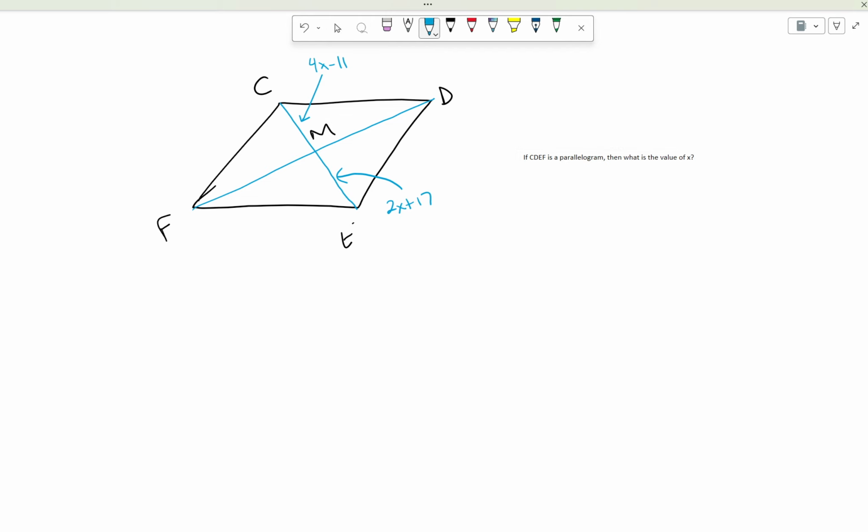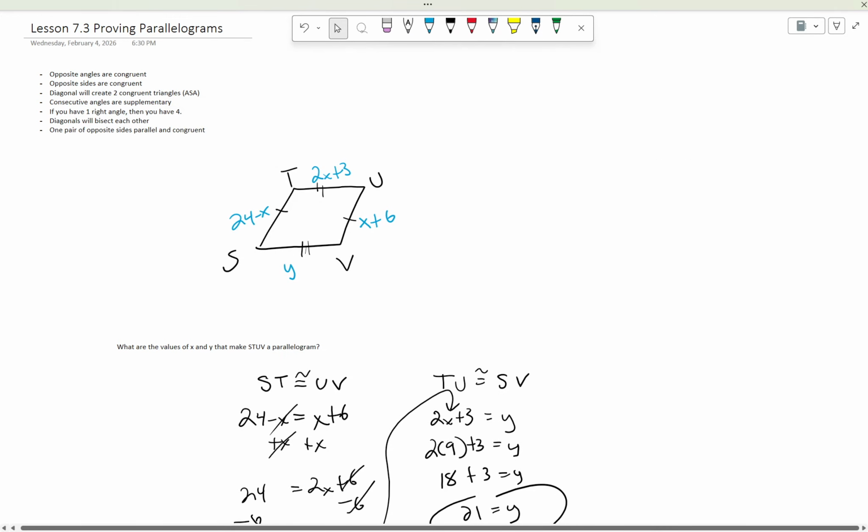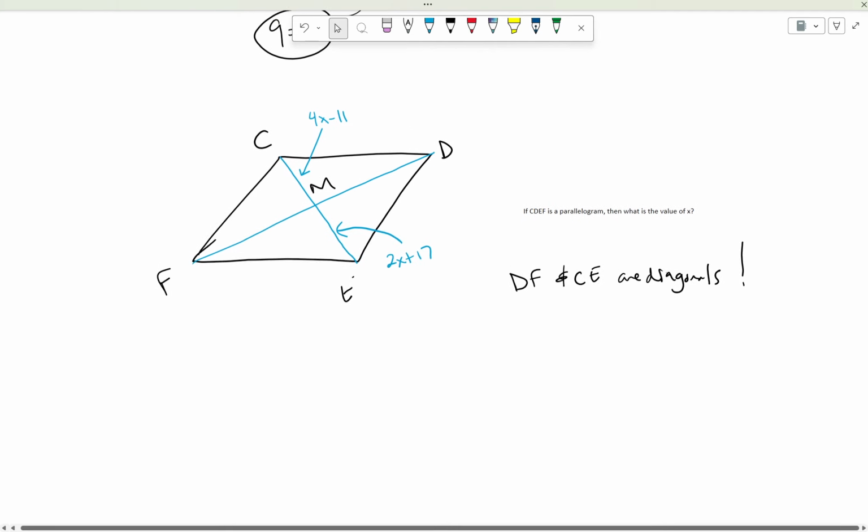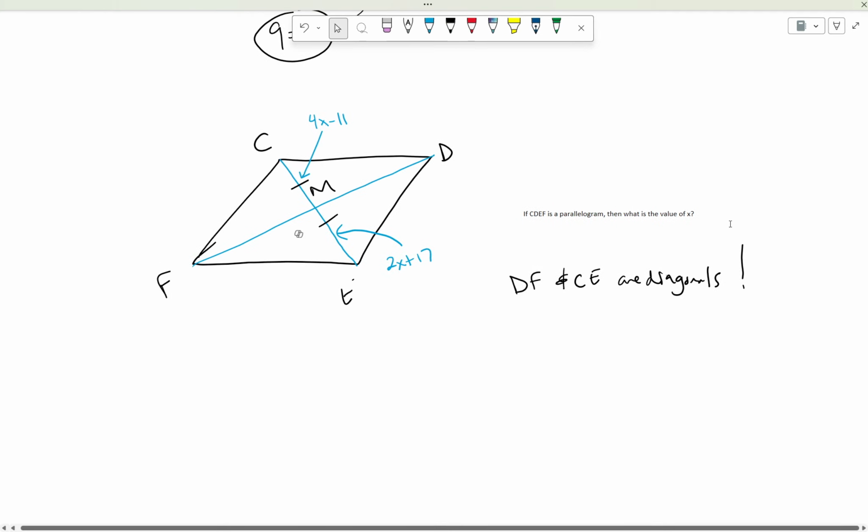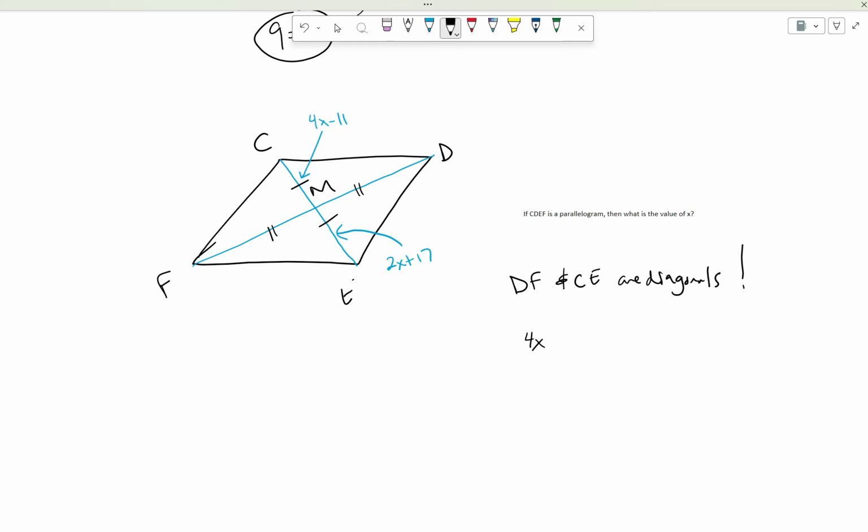All right. So if it's a parallelogram, we know that DF and CE are diagonals. Okay, so let's go back to our initial thing here with these attributes we have here. And the diagonals will bisect each other. So that means that at that point M, CM and ME are congruent. Simultaneously, FM and DM are going to be congruent. So if that's the case, then CM and ME are the same.